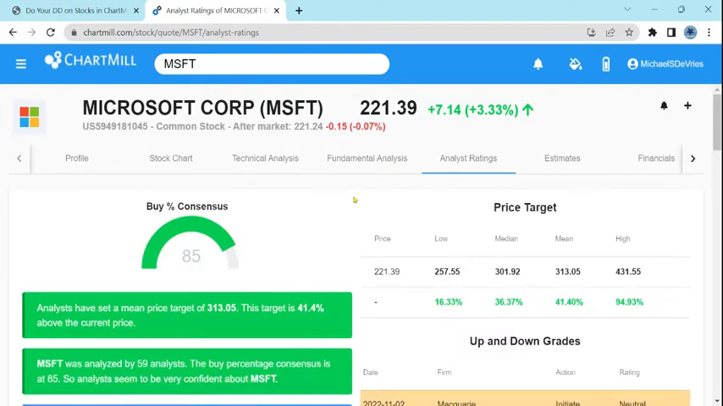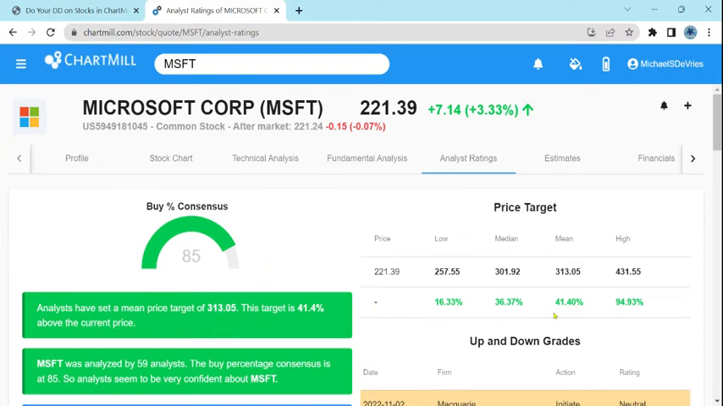Okay, let's look at the data that we have for doing our due diligence in ChartMill on the Analyst Ratings tab. So again, you can see if we click on the Analyst Ratings tab, we get an overview very quickly. We can see what is the overall consensus rating. And in this case, for Microsoft, as of November 6, 2022, it's showing an 85% buy consensus. Again, we can see the details of that.